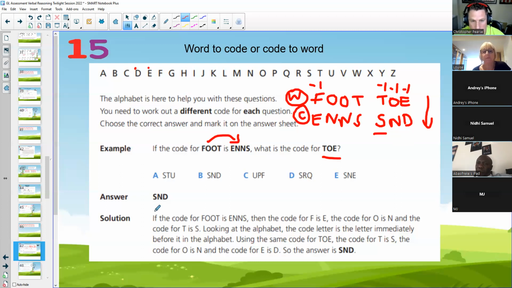And if you look at this one, we've got SND was the answer. Well, over here, I've got SNE. So it's literally one difference between the answer options. Practice certainly makes perfect on these, Lou, doesn't it?